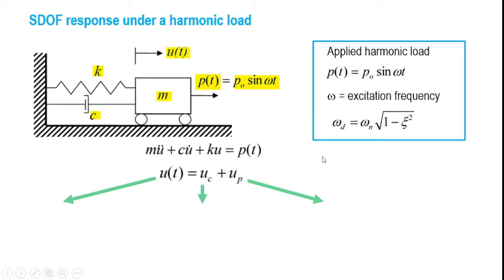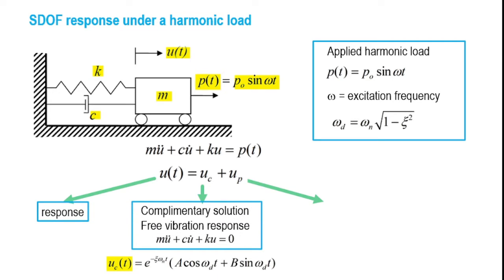In the same way we did in the previous videos, the dynamic equation of equilibrium for such a system can be easily written as m u double dot plus c u dot plus k u is equal to P(t). Obviously this does not require any explanation, and we know that the total solution u(t) is given as uc plus up, where u(t) is the total response and uc is the complementary solution. Obviously this is nothing but the solution corresponding to the free vibration response given by m u double dot plus c u dot plus k u equal to 0.